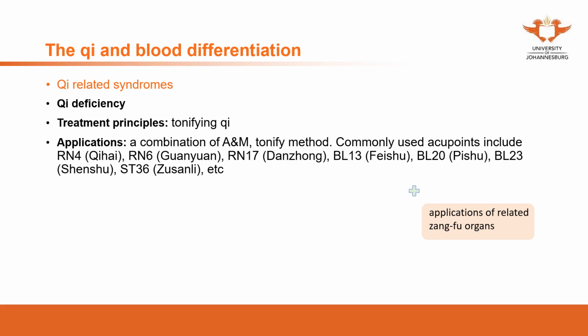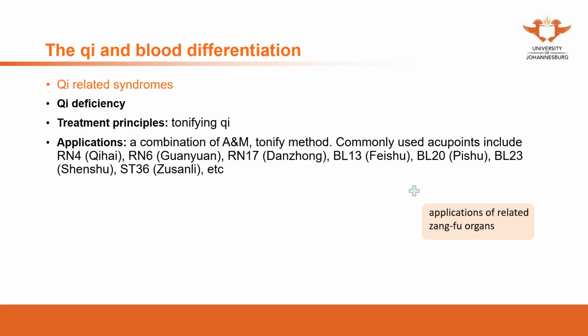In treatment, we are going to tonify the Qi. We can use acupuncture with reinforcing technique and also Moxibustion to tonify the Qi. We can use Ren 4, 6, 17, Bladder 13, 20, 23, and Stomach 36. And then we also can use the specific Zangfu organs, especially the back-shu points of specific Zangfu organs. You also can refer to the previous slides of Zangfu syndrome differentiation, such as the spleen Qi deficiency, the kidney Qi deficiency, the lung Qi deficiency.